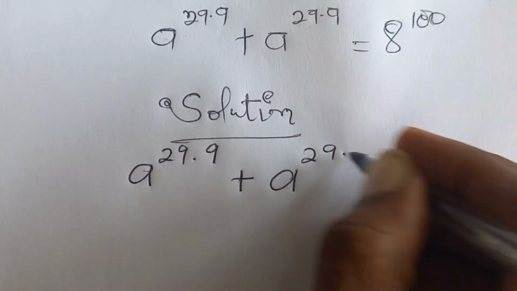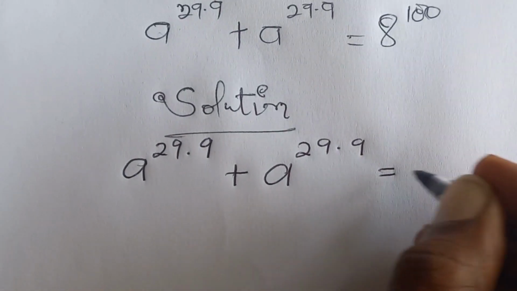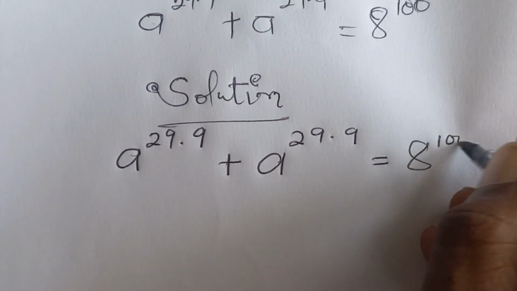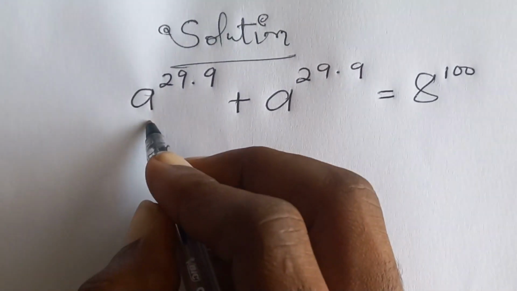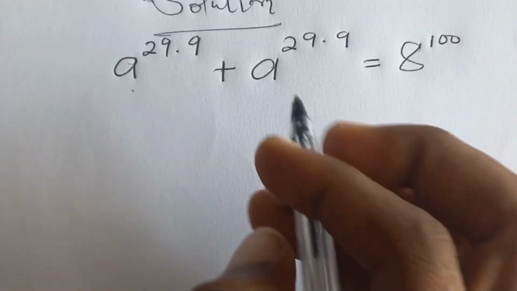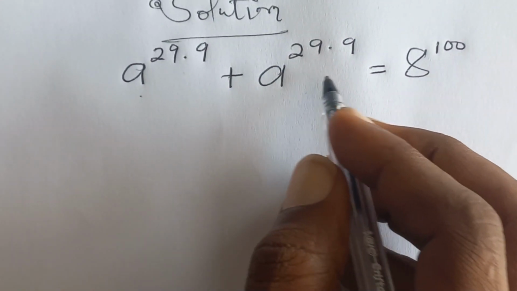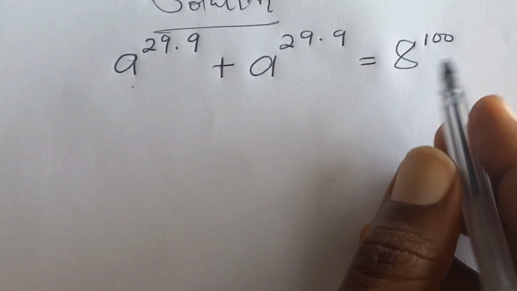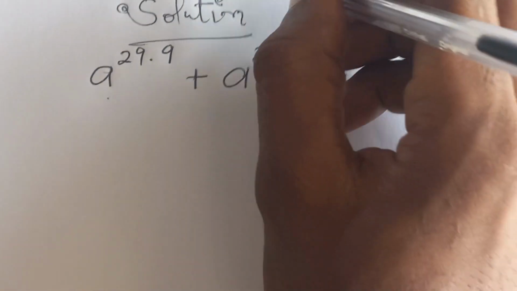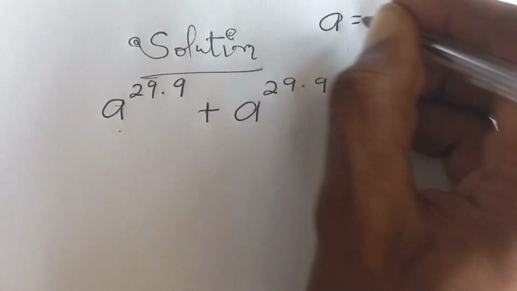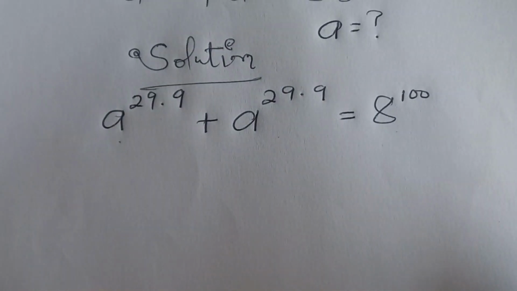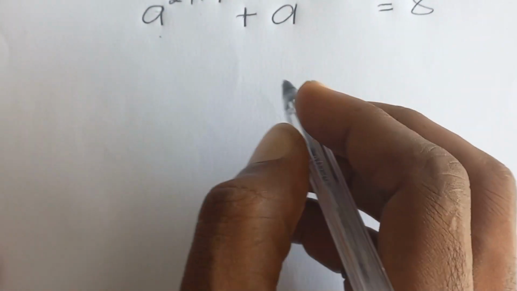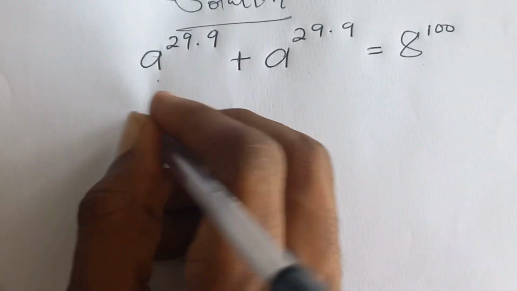Let's move straight to our question of the day. We have a^29.9 + a^29.9 = 8^100. We have to find a in this question. So with this, we can factorize a^29.9 outside.